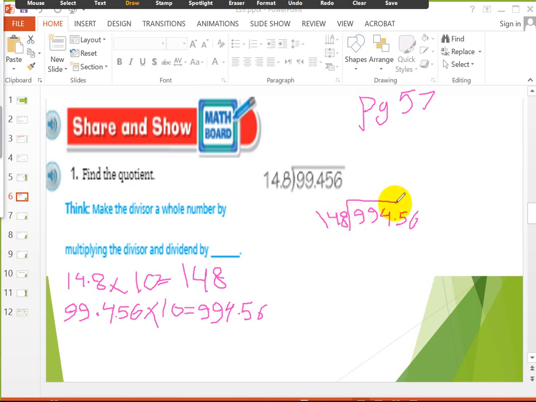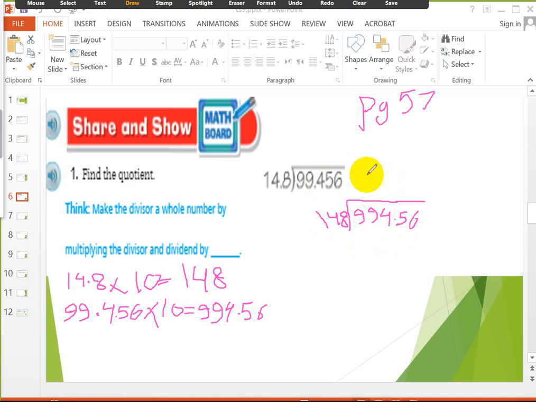Let's start the division. I want to know the first digit in the quotient. Can I divide 9 by 148? No. So I will take the next number, 99. Can I divide 99 by 148? Also no. So I will take the 4, so the number will be 994 divided by 148. So the first digit in the quotient will be a ones digit.